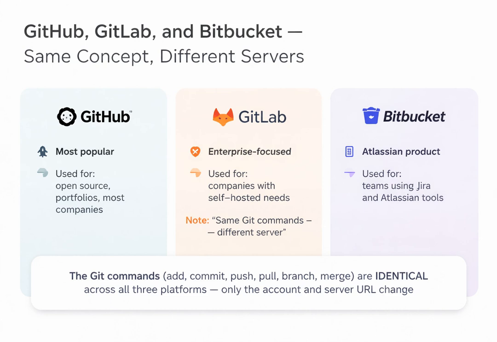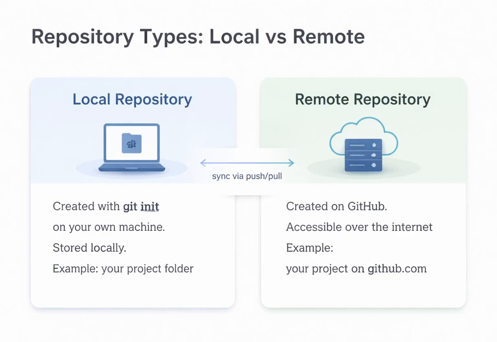But here's the key insight. The Git commands you've been learning are exactly the same across all three platforms: git add, git commit, git push, git pull, git branch, git merge. None of that changes. The only difference is where you create your account and what URL your remote repository points to. So once you know Git and GitHub, picking up GitLab or Bitbucket is just a matter of creating a new account. So let's pick up right where we left off with the concept of repository types.